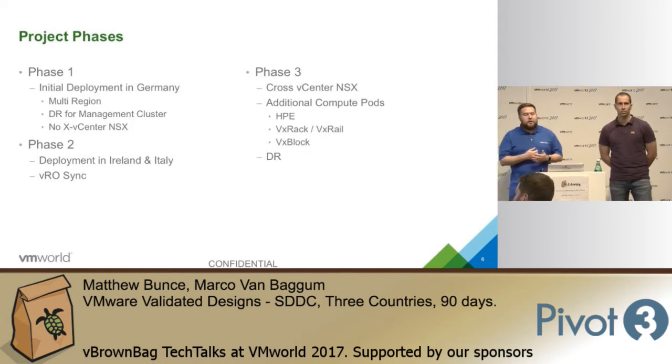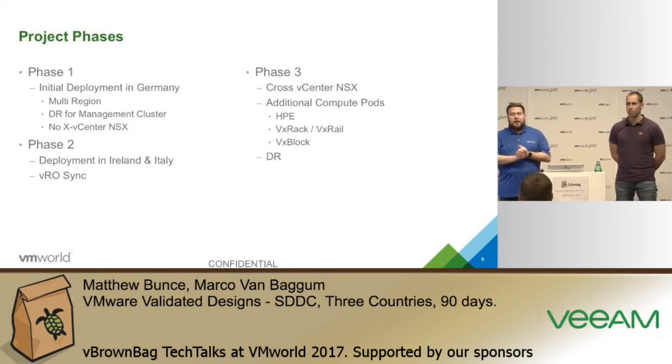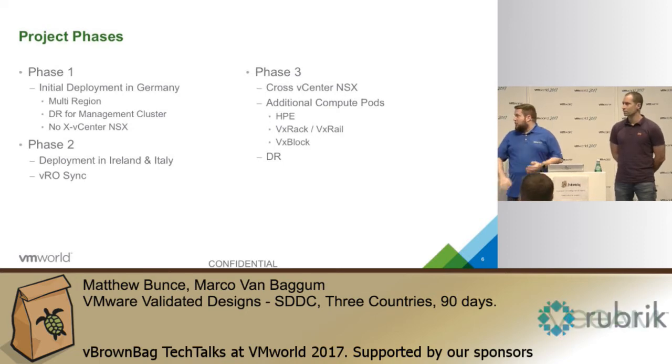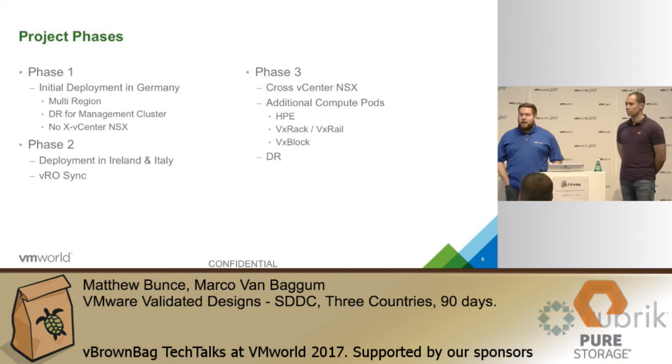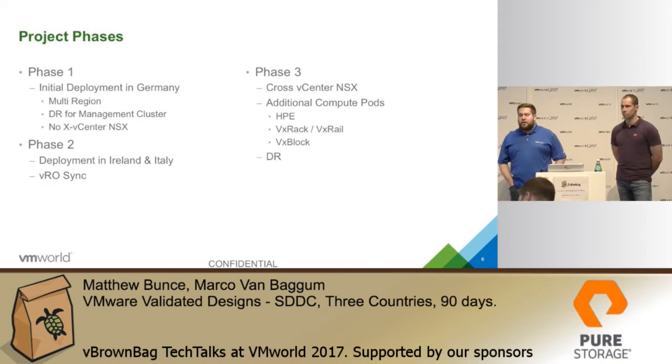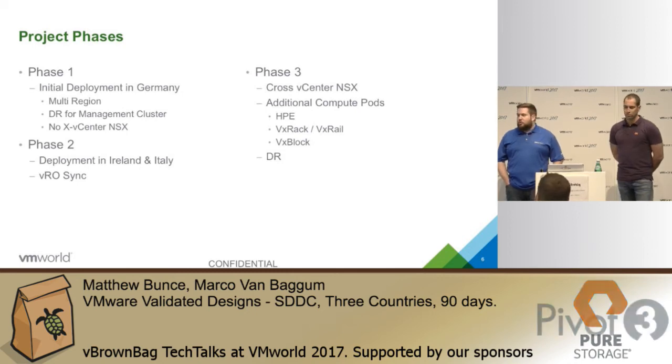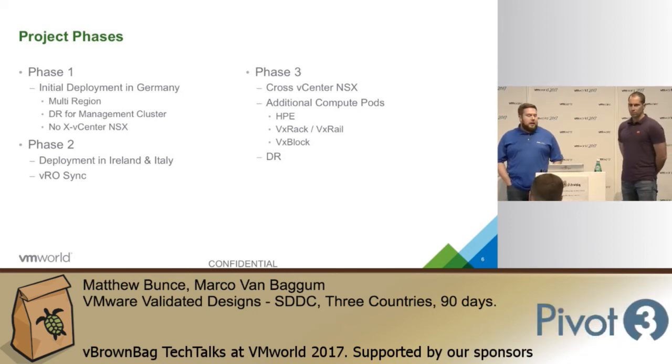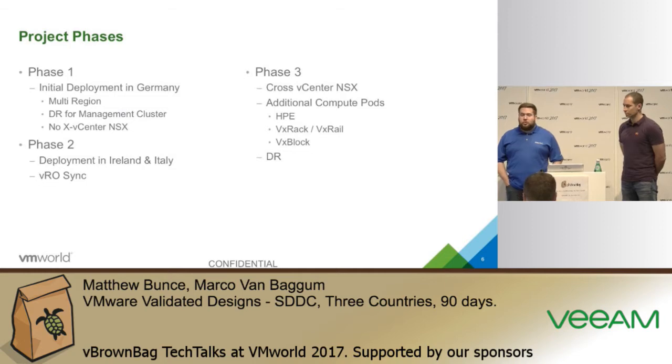The project phases initially was to deploy in Germany. It was a 2 region, so region A and region B, VVD deployment with DR for the management components and no cross vCenter NSX. Phase 2 was to deploy in Ireland and Italy and synchronize the VIO deployments between the 3 countries. Phase 3 would be to introduce cross-site via NSX and add additional compute pods from multi-vendors, including VxRail and VxRack and VxBlock, and also to introduce DR.